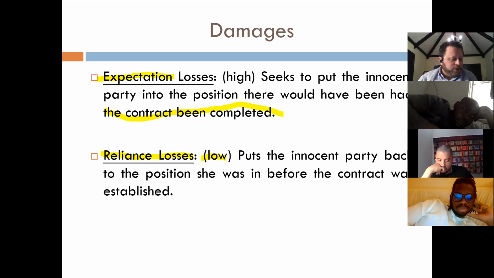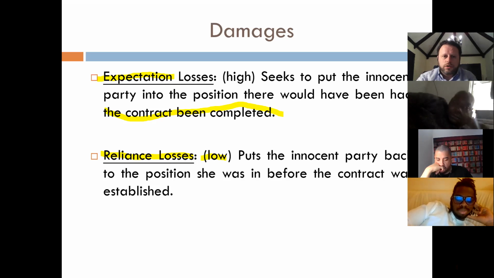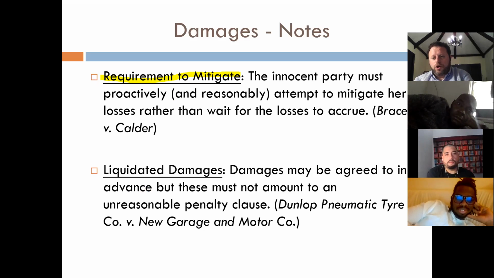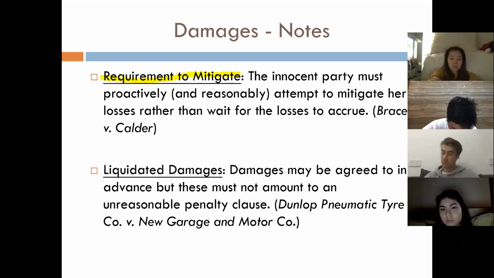Okay, now I know that's a bunch of different stuff. There's 2 other things we can put in contracts that I definitely need you to know, because this is going to come back again and again and again for the rest of this semester, this requirement to mitigate. So what is a requirement to mitigate? Well, the innocent party must proactively and reasonably attempt to mitigate her losses rather than wait for the losses to accrue. Let's think of this in terms of employment law, which we'll learn a little later this semester.